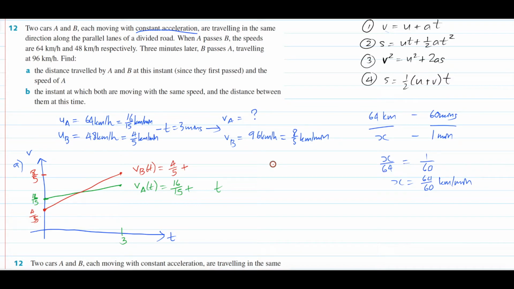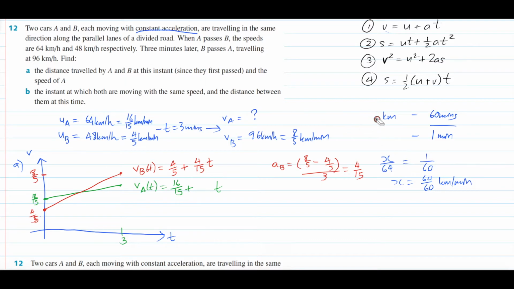So if you want to find the gradient, or in this case the acceleration of B, we will take the final velocity, 8/5, minus initial, 4/5, and then we divide everything by 3. And of course, 8/5 minus 4/5, that's 4/5. 4/5 divided by 3, that's 4/15. So you get 4/15 as your acceleration, which is also your gradient, multiplied by t. Right, so that's the equation of B. We'll find the one for A once we find the speed. So let's proceed to answering part A first.